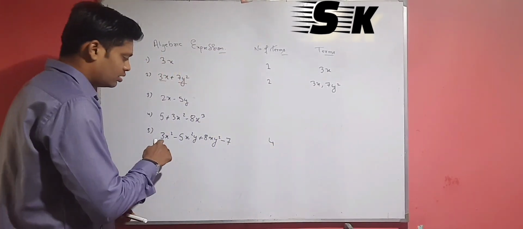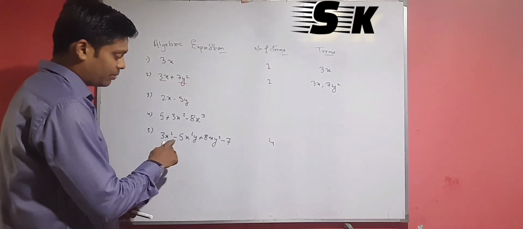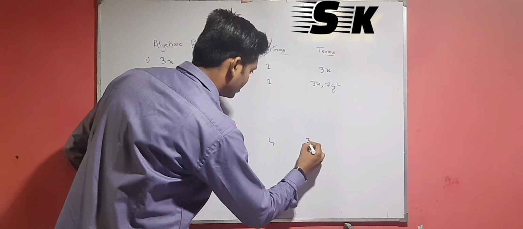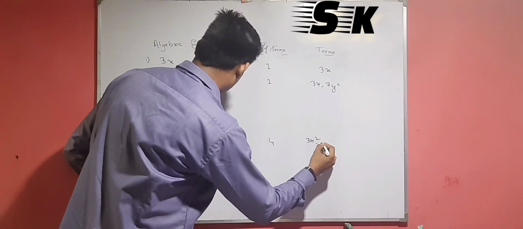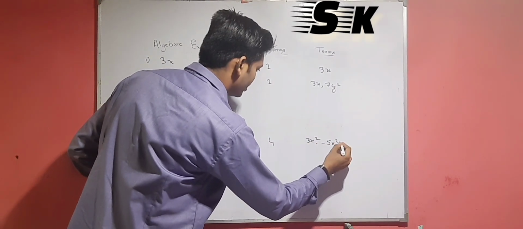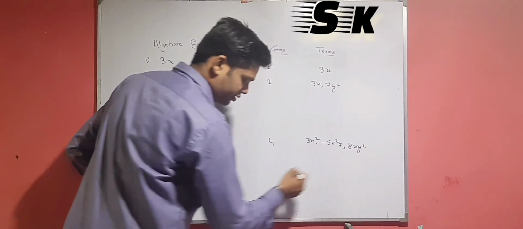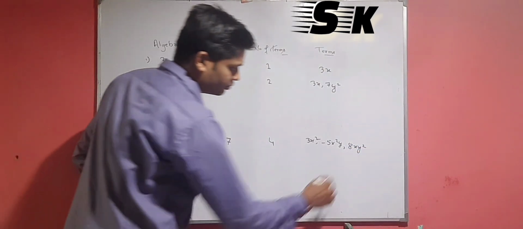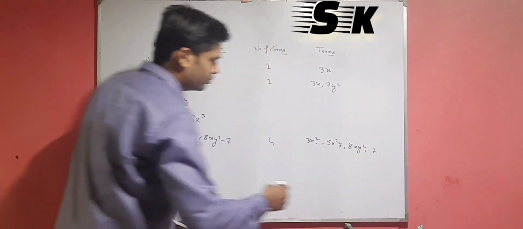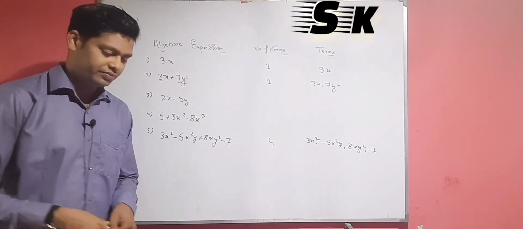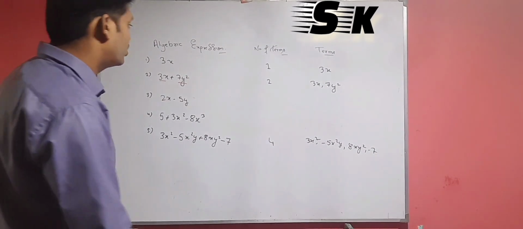What are the terms? Write them out. If a minus sign is there, you have to write the minus sign also. Just like you have 3x square minus 5x square, comma, 8xy square, after that, and minus 7. You have the 4 terms. Remaining, there is a gap. You have to fill that gap. So you understood what a term is.